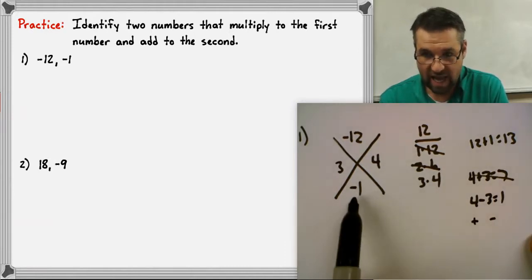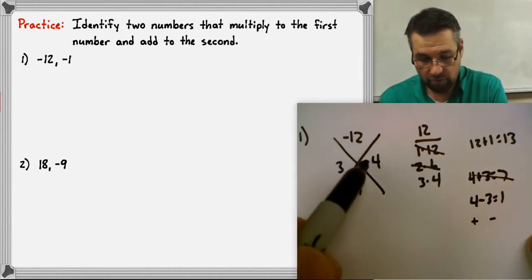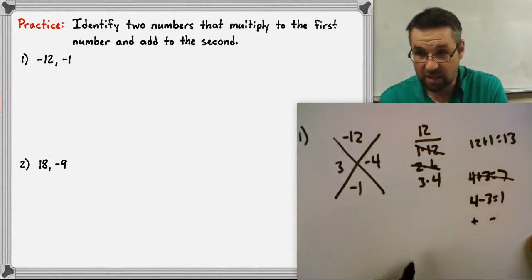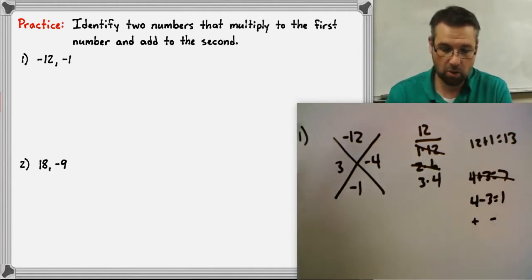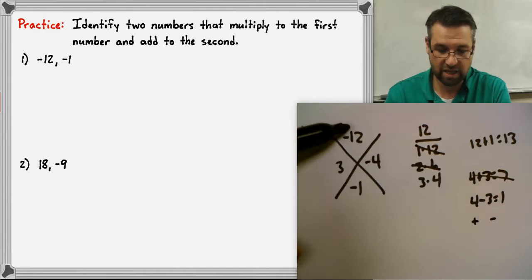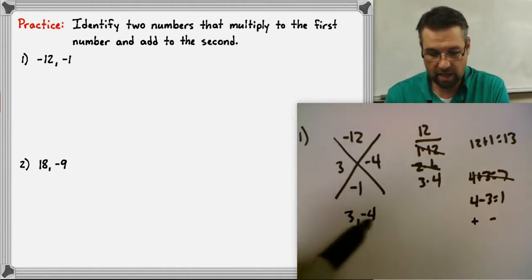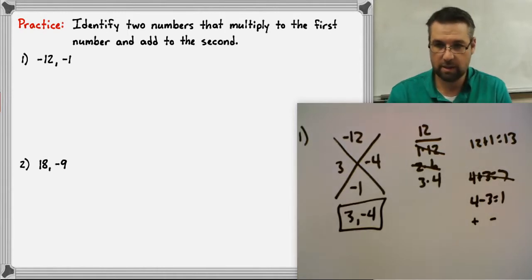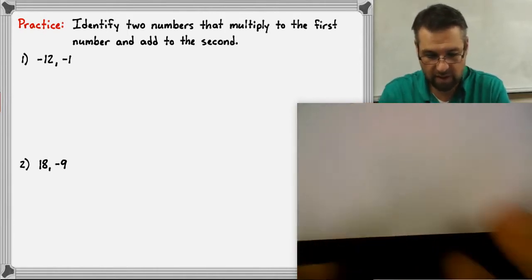Because I want a negative number, that tells me that the bigger number must be negative, right? In order for me to get a negative number when I add two things together, the bigger one must be negative. And then I can check my work. 3 times negative 4 is in fact negative 12. So my two numbers are 3 and negative 4.